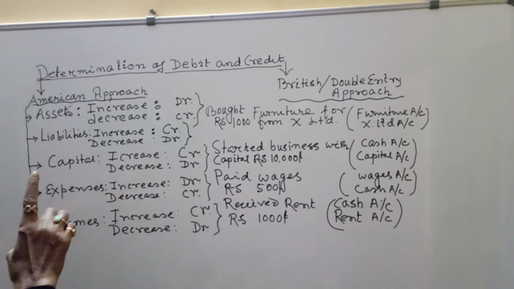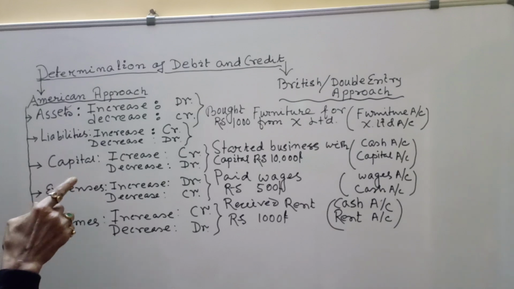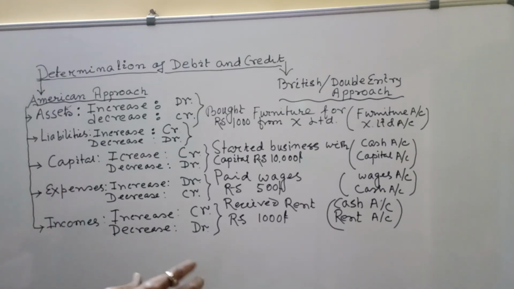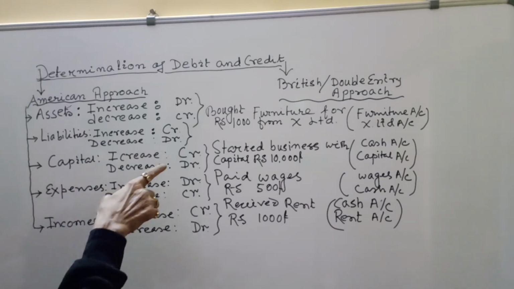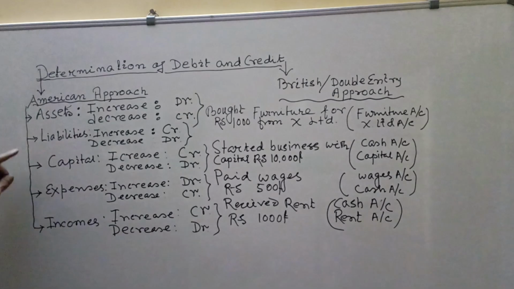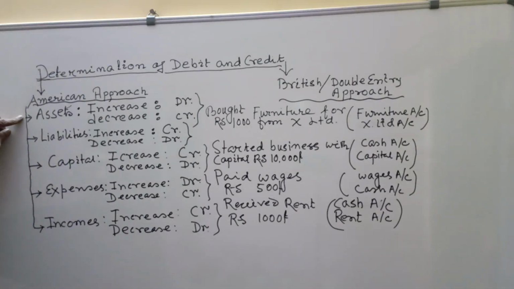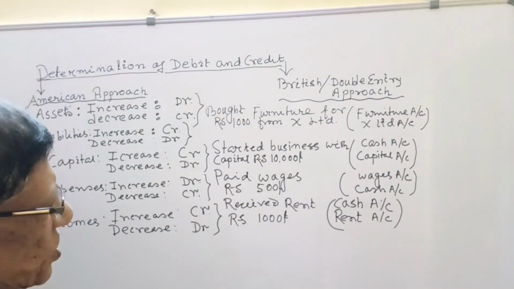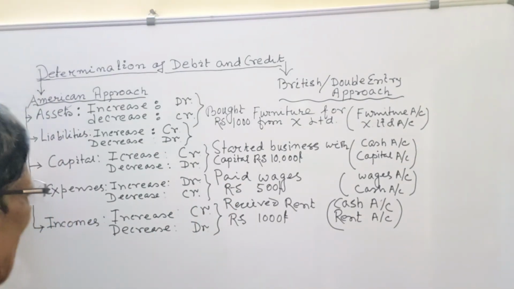And as per the rule of the capital, we know that when the capital increases or capital comes into the new business, naturally it will be credited. So as per these two rules, the rule of the asset and the rule of the capital, the journal entry for our second transaction will be: Cash Account debit to Capital Account.